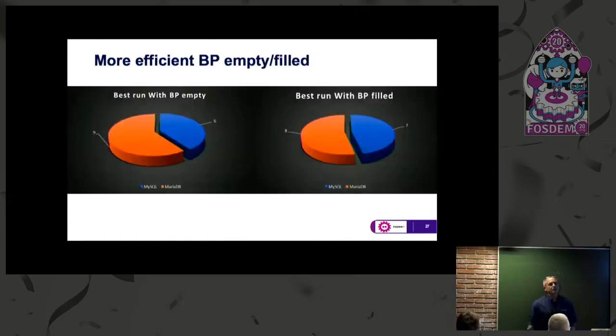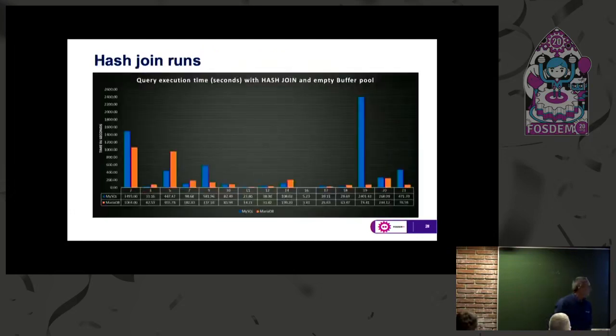But again, if I count how many times MySQL was better than MariaDB, or vice versa, we see that with the buffer pool empty, MariaDB was 9 to 6, and with the buffer pool filled it was 8 to 7. So, guys, we are there, right? No? Okay. And again, why so? The query execution time here, with the buffer pool empty, tells us that once more the two distros are very close to each other in how they perform, except in a few cases.